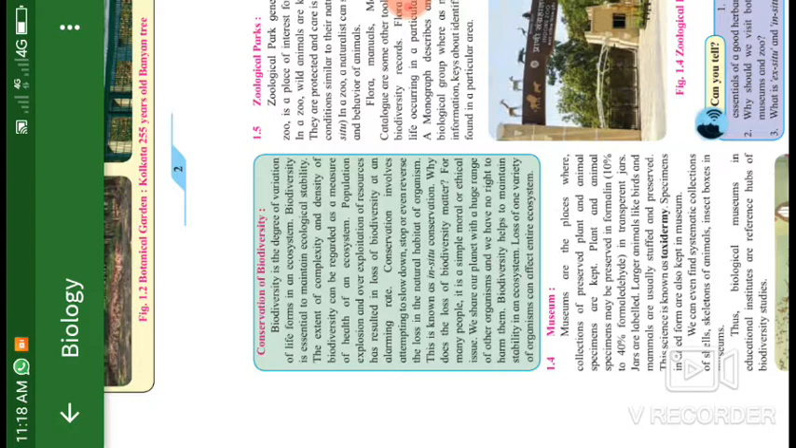The biodiversity park is nothing but a park where all plants and animal species dwell together and live competently. So these are very essential institutions where wildlife is preserved and which help to maintain the ecological balance.